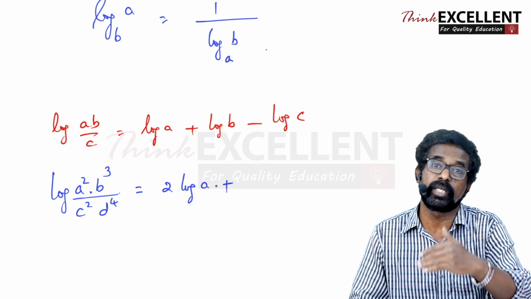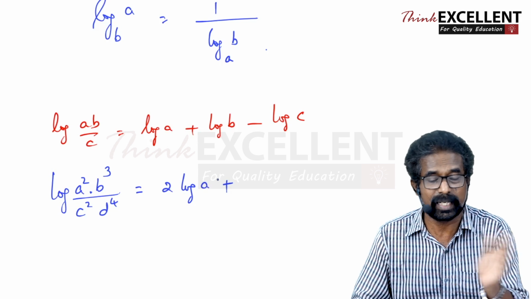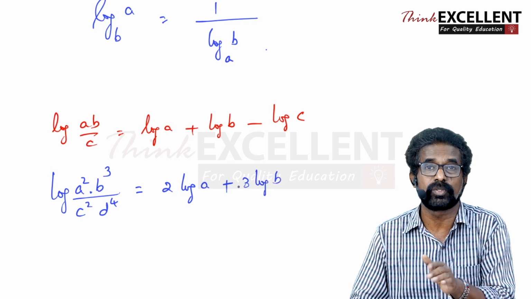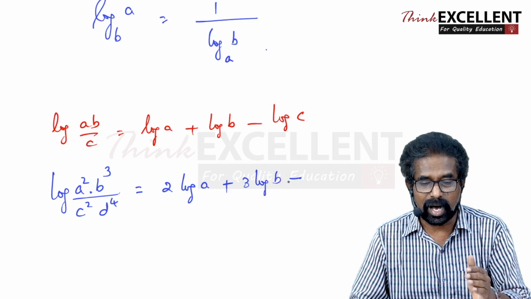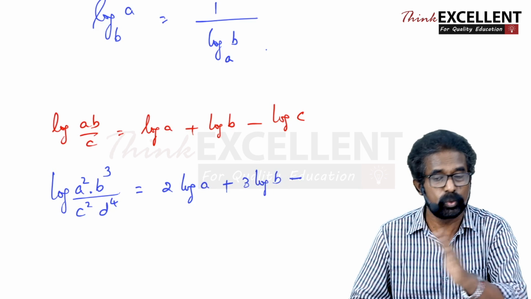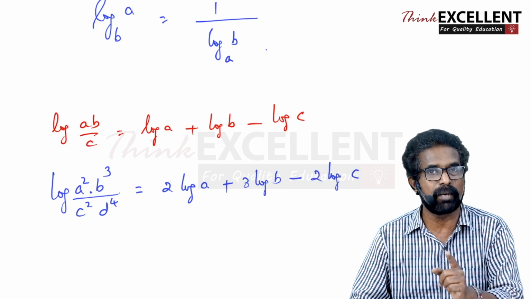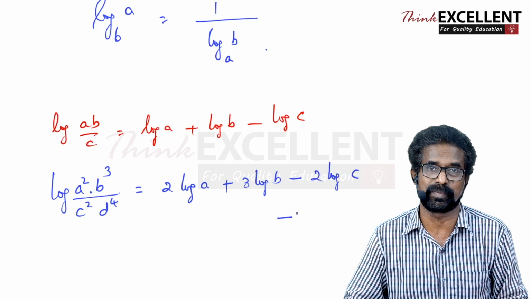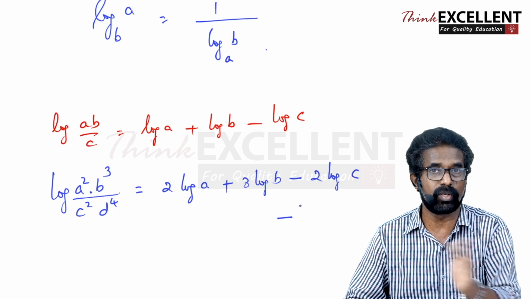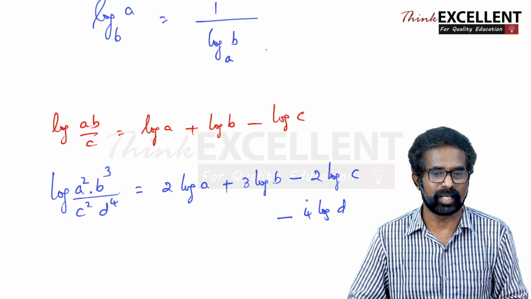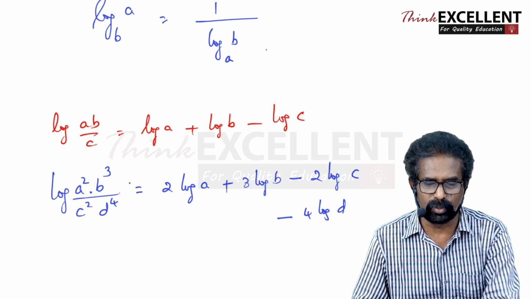Next is log B cube. Apply power rule, 3 comes front, 3 log B. Then divided by, so you put minus. Log C square, apply power rule, 2 comes front, 2 log C. Again D raised to 4 is in the denominator, so you have to write minus. D raised to 4, so 4 comes front, 4 log D. Hope you understood. To confirm it, I'm going to give one more.